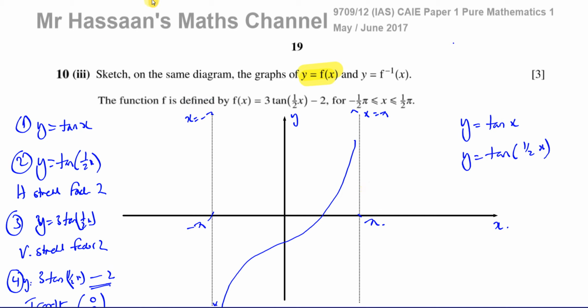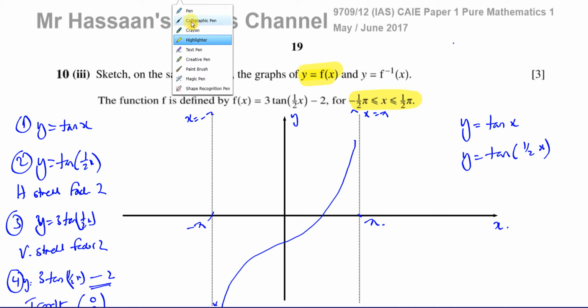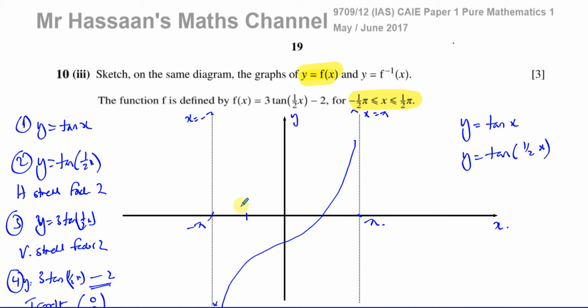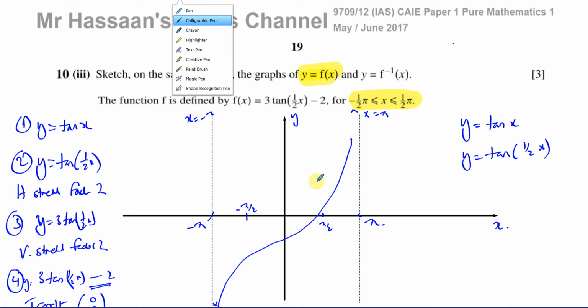However, the domain of the original function is between minus pi over 2 and pi over 2. So I have to get rid of everything less than negative pi over 2 and everything more than pi over 2. So what I'm going to do is I'll just redraw it slightly. Everything greater than pi over 2. So I'm going to have something like this.